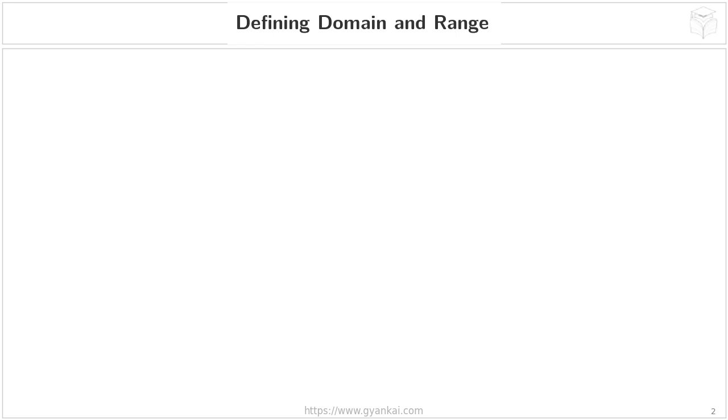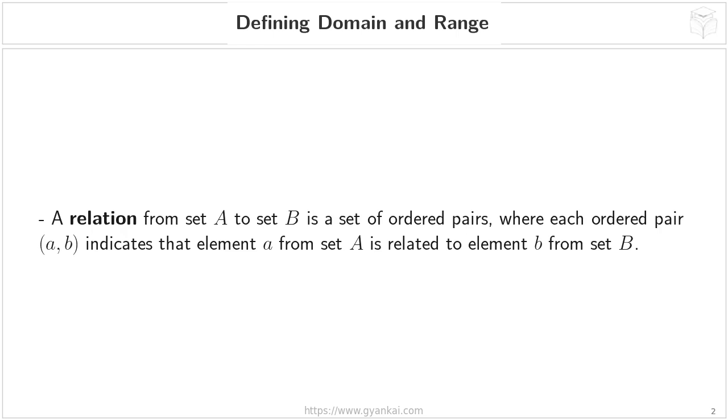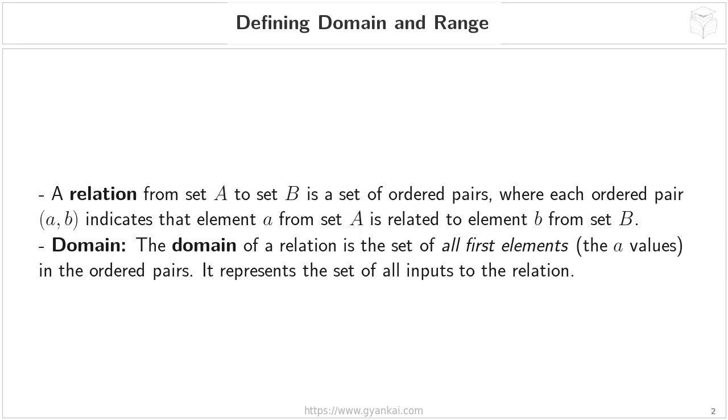Defining domain and range. So let's move on to formally defining what we mean by domain and range. As we discussed on the previous slide, a relation connects elements from two sets. Now, let's break down exactly how we identify those connections. First, a relation from set A to set B is essentially a collection of paired values. We represent these pairings as ordered pairs. Think of it like this. We write it as (a, b), where a is paired with b.